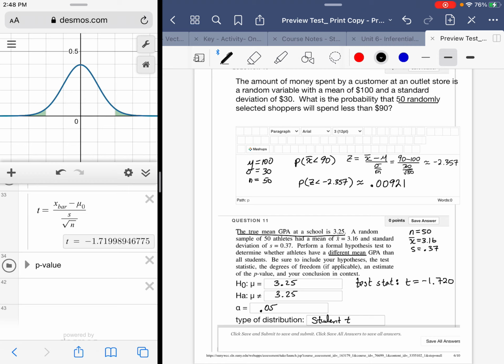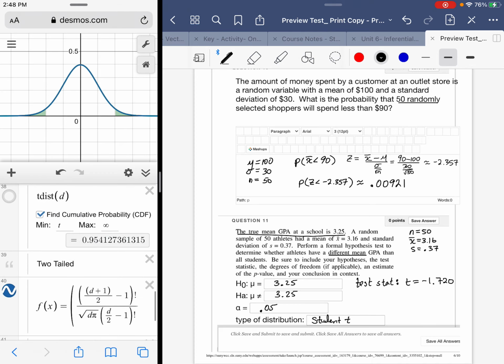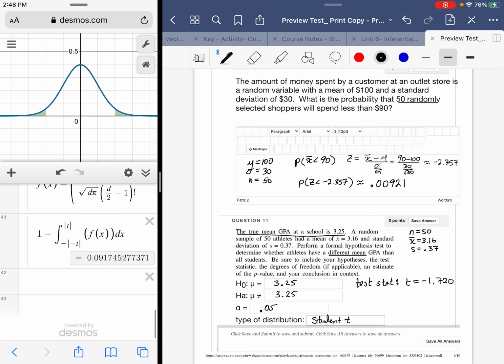So in the answer field here you could write just negative 1.720, or you could write t equals negative 1.720, either way. Then for the p-value, I just jump down to the one that says two-tailed. The p-value, 3 significant figures again, 0.0917. Now they ask if we're going to reject the null hypothesis.